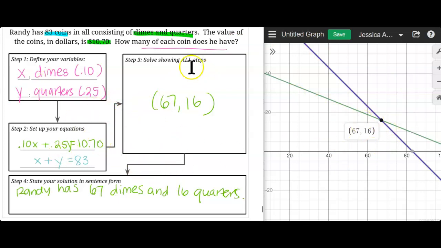So again, I'm not necessarily looking for the work for your solving since we're plugging them into Desmos, but I do need to see you define your variables, set up your equations, and then write your answers as a sentence, labeling which one is which.